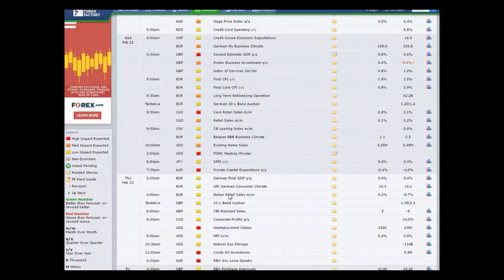At 7:30 p.m. on Wednesday, February 22nd, private capital expenditure for the quarter is a high impact item. It's expected to rise from negative 4.0 to negative 0.4, which could be good for the Australian dollar if it comes out like that. These are forecasts, these are guesses, they don't know or they're not telling you, so anything can happen. Be careful of these numbers. But just be aware that if you're trading at 7:30 and all of a sudden your position's going the wrong direction, there's probably some news behind it.